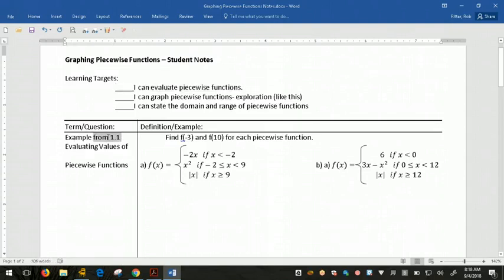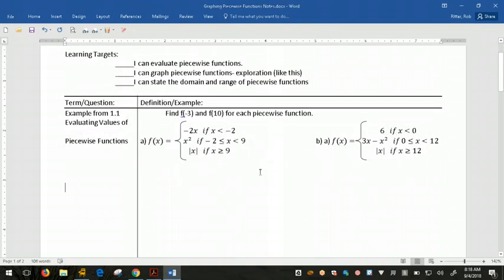This example actually comes from lesson 1.1. And so the idea is that we have, as you saw in the exploration, a function that is composed of three other functions, or three pieces from other functions. So there's a linear function here, y equals negative 2x, a quadratic, y equals x squared, and an absolute value function, y equals the absolute value of x. So these three individual functions come together to make a function for whatever it could be, a real-world problem, and in this case, it's probably just something that's made up.